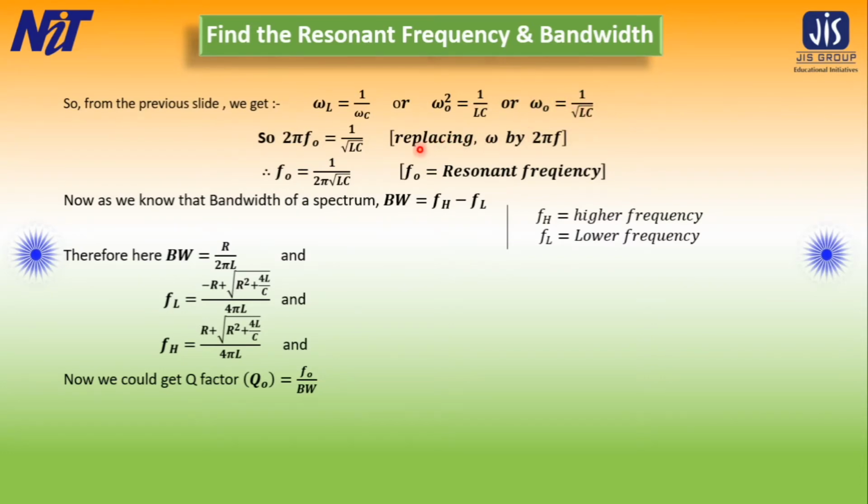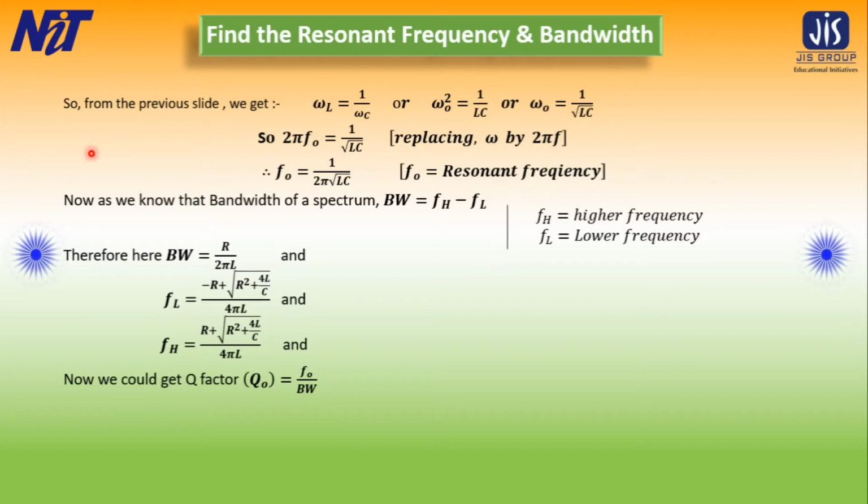After replacing omega by 2 pi f, we get 2 pi f naught equals 1 by root over LC. After shifting the 2 pi to the right hand side, we get f naught, that means the resonant frequency, which equals 1 by 2 pi root over LC.